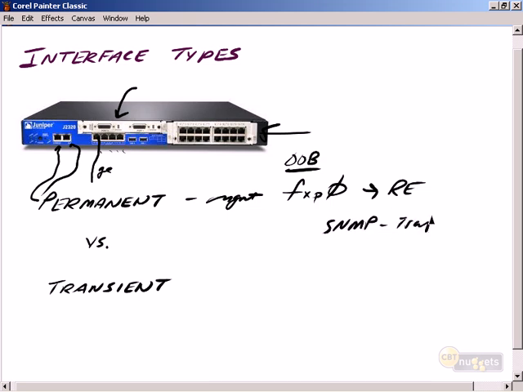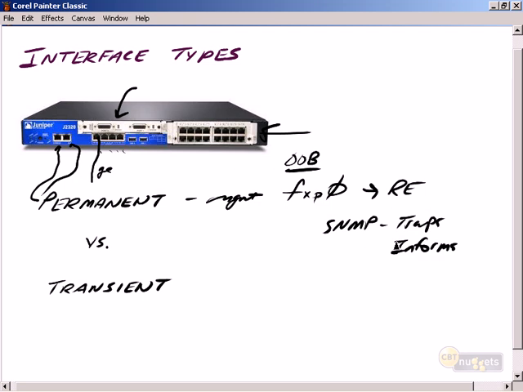It sends messages known as traps, or you can send informs. These are newer, okay? So it'll send SNMP traps or informs. But remember, FXP0 is an out-of-band, non-transit interface.